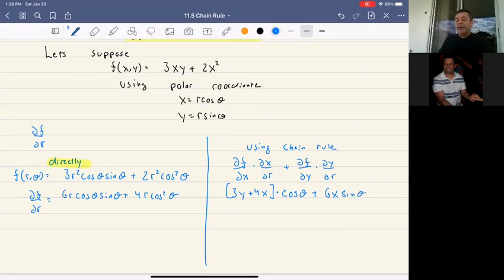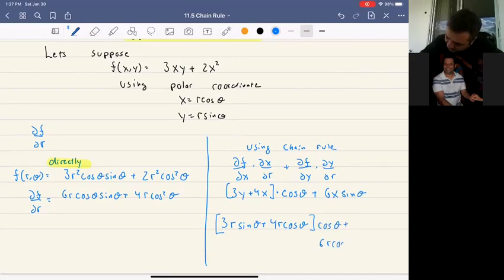Now let's go ahead and make these substitutions. We're going to get 3r sine theta plus 4r cosine theta, times cosine theta, plus 6r cosine theta sine theta. Oh, something went wrong.